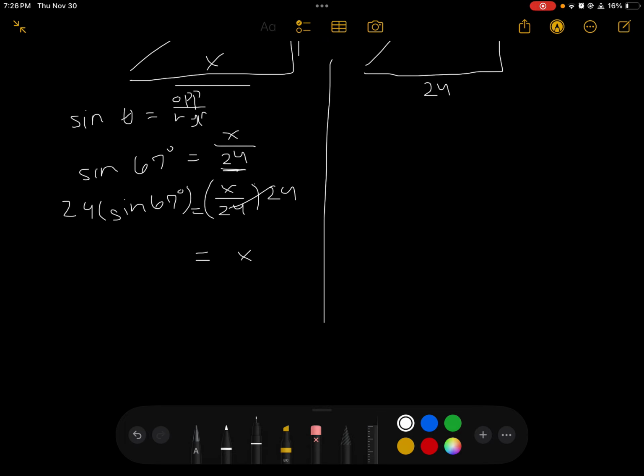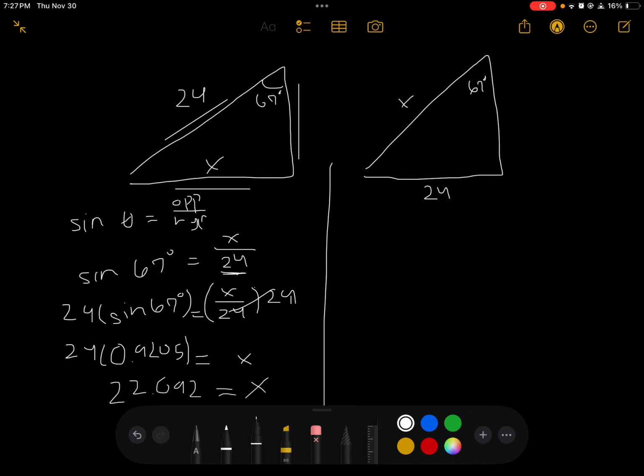So, for sin 67, you simply plug into your calculator what is sin of 67. Sin 67 is 0.9205, and we still have to multiply it by 24. 24 times 0.9205, and we get 22.092 equals x. So we have found the value of x in our solution. We have found the value for the opposite side of the triangle.